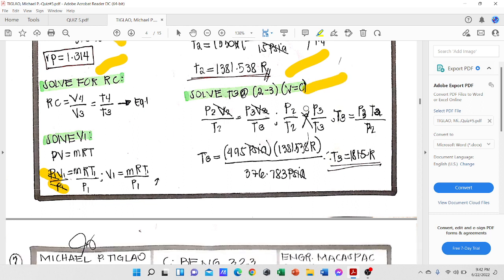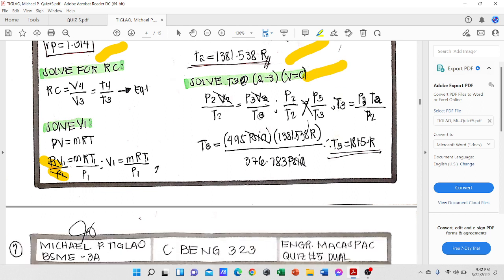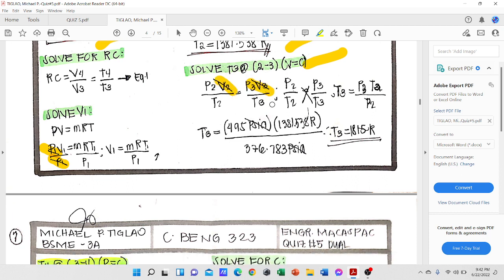Sa point 3 naman tayo. Sa temperature 3, process 2 to 3, which sa 2 to 3 is constant volume tayo dyan. So, ginamit kong formula is yung PVT formula. So, P2 V2 all over T2 is equals to P3 V3 all over T3. So, constant volume, makakancel yung volume natin. So, initial formula natin is P2 all over T2 is equals to P3 all over T3. So, cross multiply. Then, T3 is equals to P3 T2 all over P2.